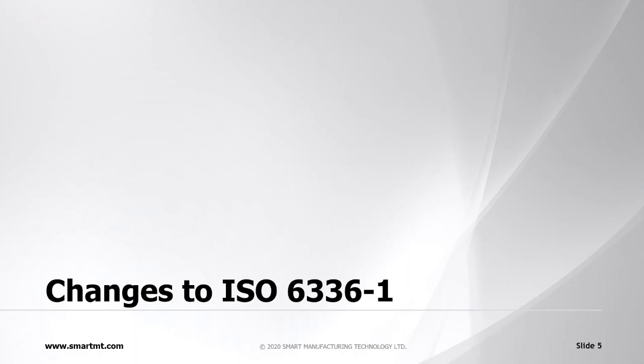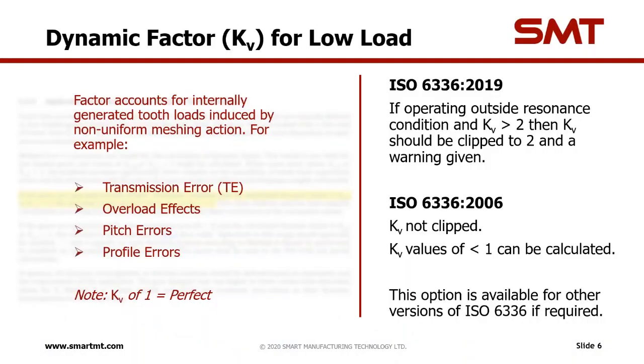To start off, we'll look at some of the changes in ISO 6336 section 1. What this mainly focuses on is the dynamic factor, KV, for low load. As an overview of what this factor relates to, it accounts for internally generated tooth loads induced by non-uniform meshing action. This is a number of different things. For example, it could be the inclusion of transmission error, overload effects, pitch errors, and profile errors.